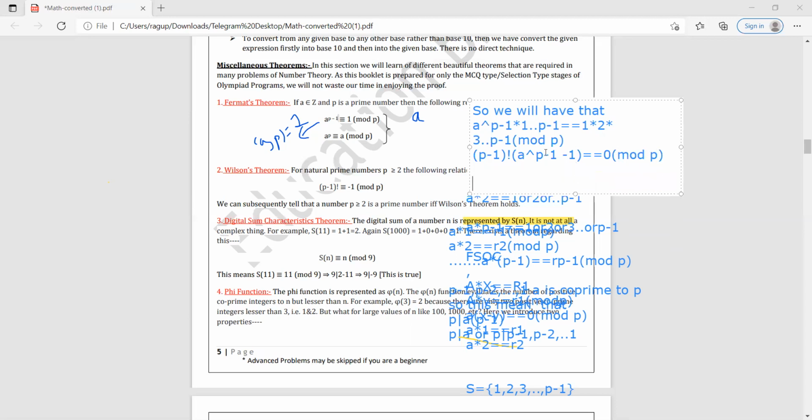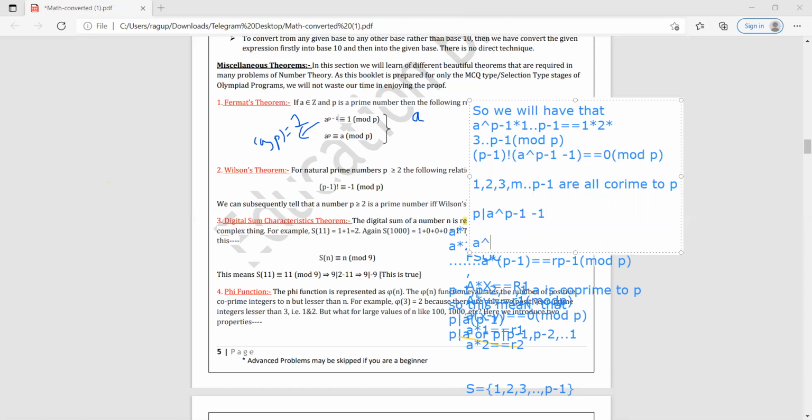Now we know that p is a prime, and so we know that 1, 2, 3 dot dot dot p minus 1 are all co-prime to p. So this means that p does not divide p minus 1 factorial. So this means p has to divide a raised to p minus 1 minus 1. So this means that a raised to p minus 1 is congruent to 1 mod p.